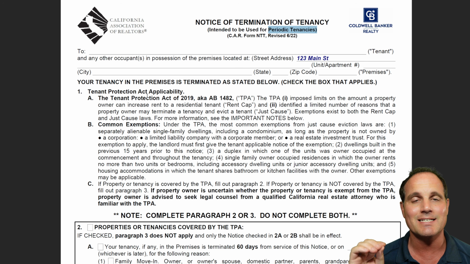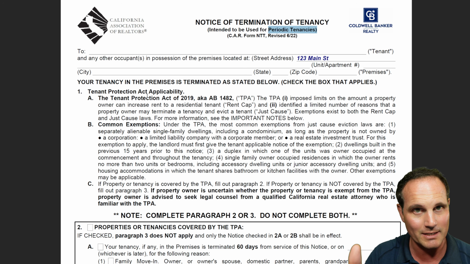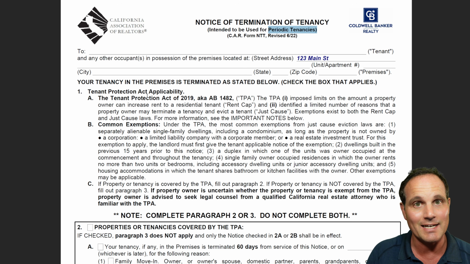For a property that is exempt from AB 1482, you'll see in this form, landlord doesn't need to give any reason for the termination and does not owe relocation assistance. If the property is subject to the Tenant Protection Act, the landlord's going to have to check one of these boxes in the upper part here and is going to owe relocation assistance to the tenant.